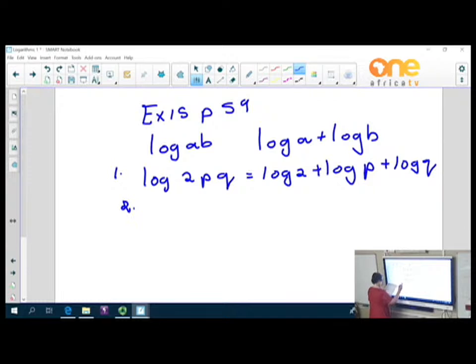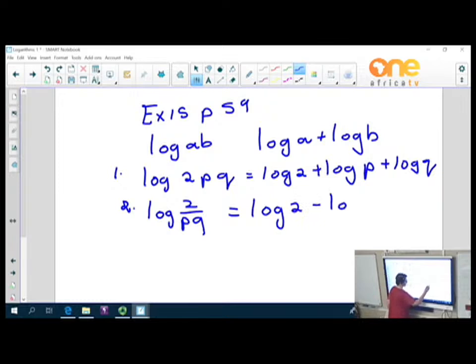Number 2, log 2 over PQ. So this one is log 2, but this is now division, so it becomes minus log P minus log Q. Because we divide, we subtract.